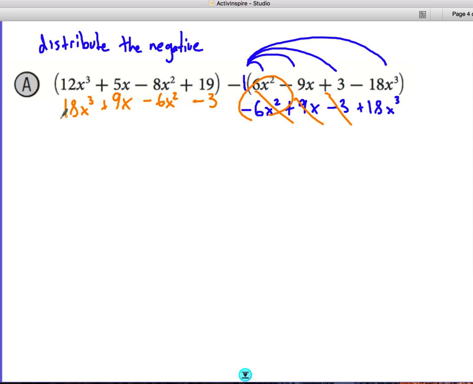Now I'm going to go ahead and combine them together. So we have 30x cubed plus 14x minus 14x squared plus 16.